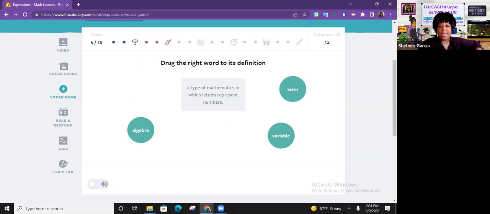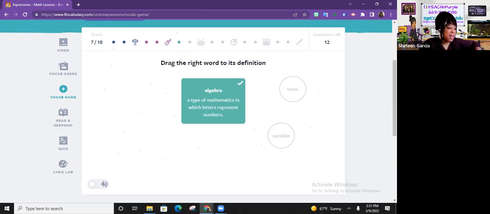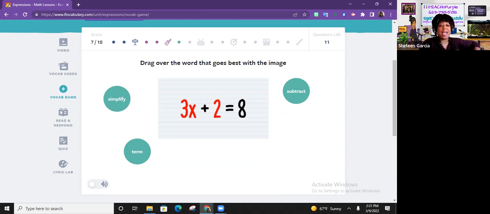A type of mathematics in which letters represent numbers. Is that a term, a variable, or algebra? What is this kind of math called when they introduce letters? This is where Ms. Garcia exits stage left in school when they introduce letters. Yeah, that's where you guys are at right now, algebra. This is the algebra years of your life.